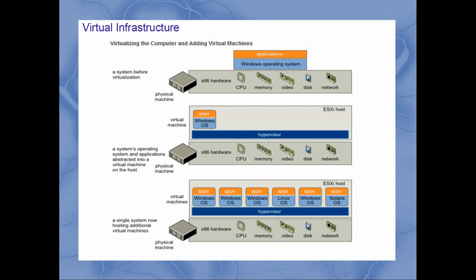Eventually, by the end of our virtualization process, we now have 6 virtual machines running. 4 of them are running Windows, 1 of them is running Linux, and 1 of them is running Solaris. All of them are running independently of each other. They are not interfering with each other, and you have greatly increased the capacity and the utilization of that underlying hardware. And that is one of the biggest benefits of virtualization.